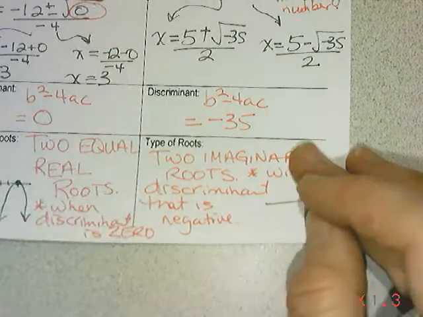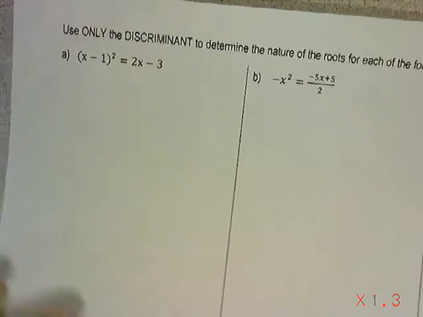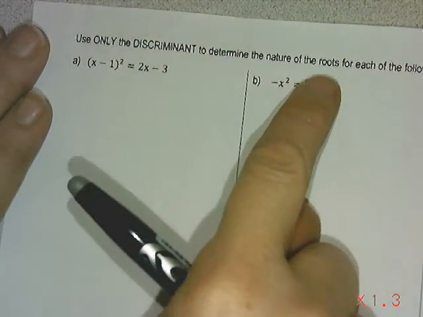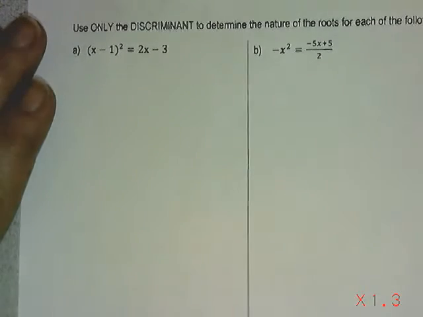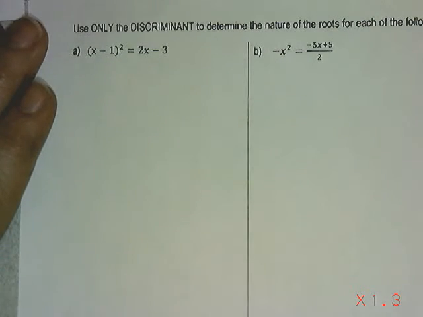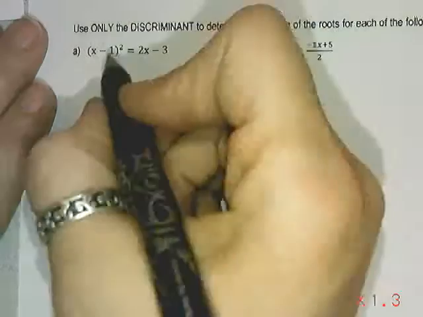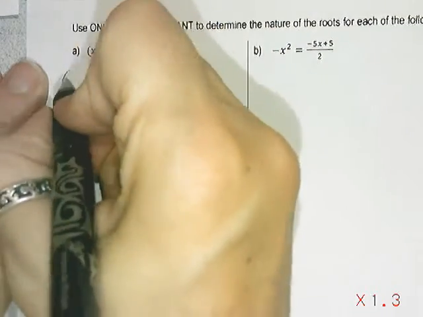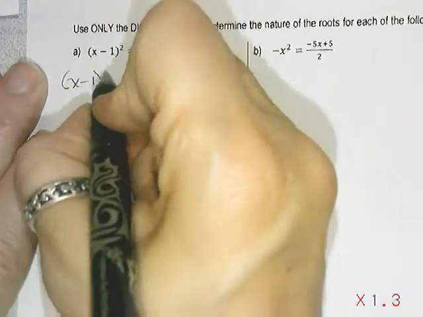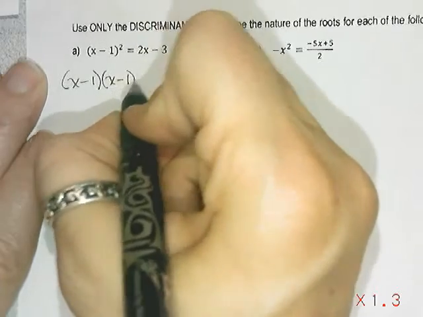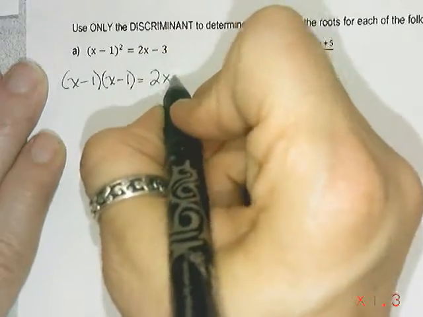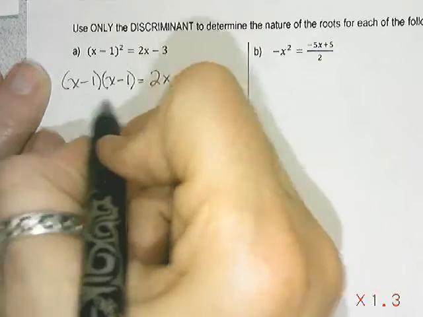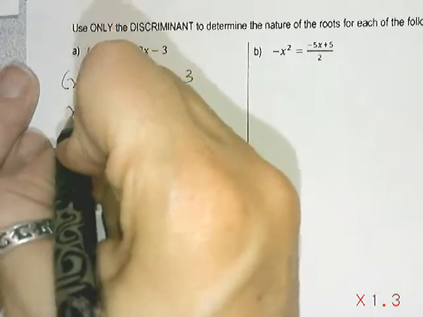Okay, so let's use that information. Use only the discriminant to determine the nature of the roots for each of the following. Okay, so we look at this and we say, well, if I'm going to get my a, b, and c values, I better do some simplification of this. Please don't tell me that this is x squared plus 1. I get a lot of times people losing their middle term from this expression. You're truly foiling this out by binomial expansion.